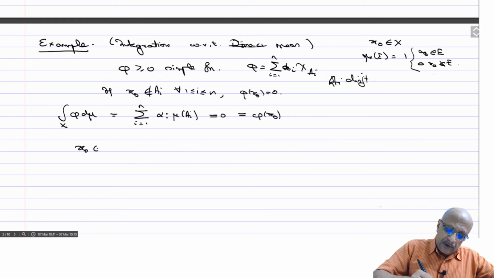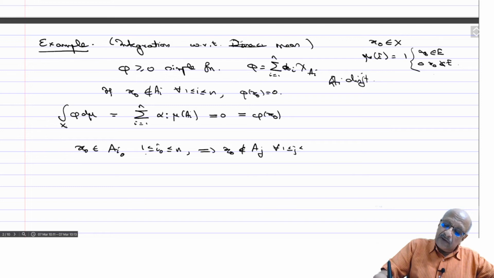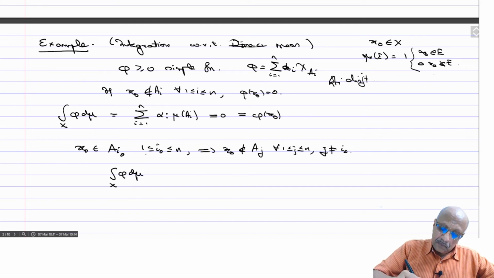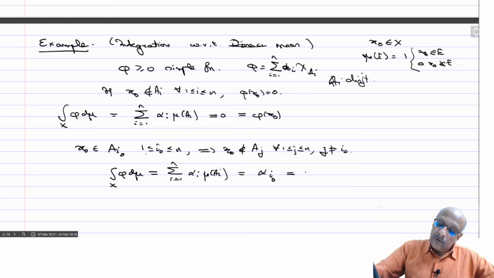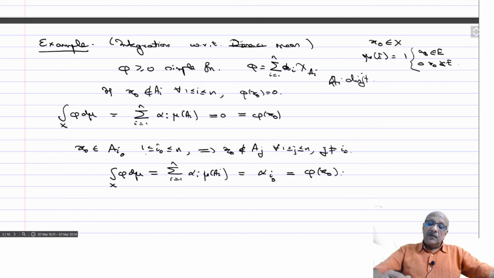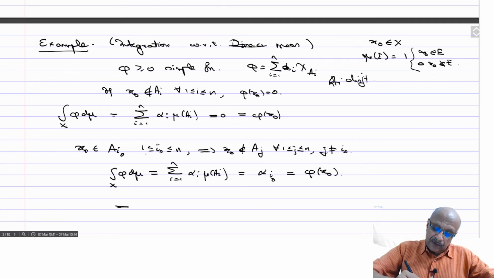Now suppose x_0 belongs to A_{i_0} for some 1 less than or equal to i_0 less than or equal to n. This implies that x_0 does not belong to A_j for all 1 less than or equal to j less than or equal to n, j not equal to i_0. Then what is the integral over X of phi d mu? This is equal to the sum from i equals 1 to n of alpha_i mu of A_i. All the other terms will be measure 0, only one will have measure 1, so this is equal to alpha_{i_0}, but this is also equal to phi of x_0. So this implies that the integral over X of phi d mu equals phi of x_0.